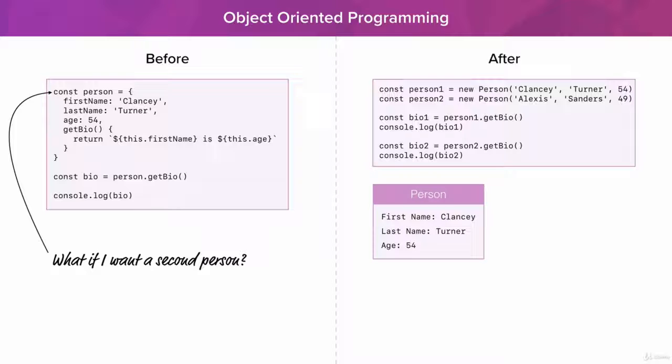Down below, what we really have are two people. Here we have person 1, here we have person 2. Now, when we make a new version of something, we call that an instance. So if I'm making a new car, I would say I have an instance of car. If I'm making a new person, I could say I have an instance of person. In this case, I have two person instances.